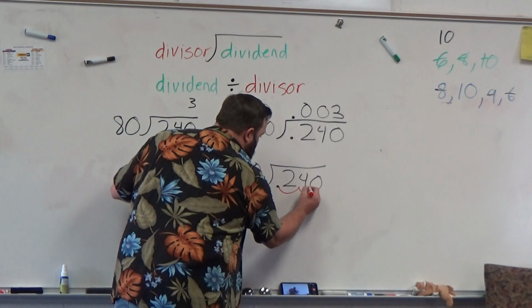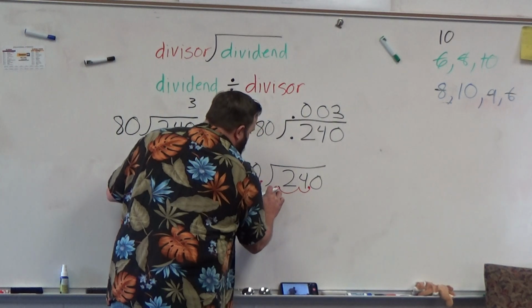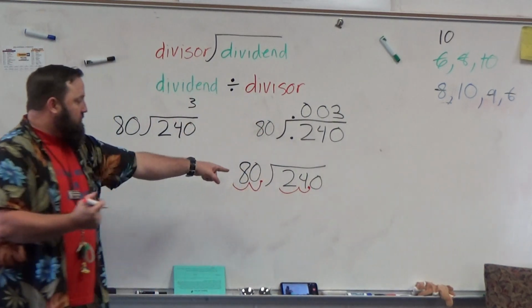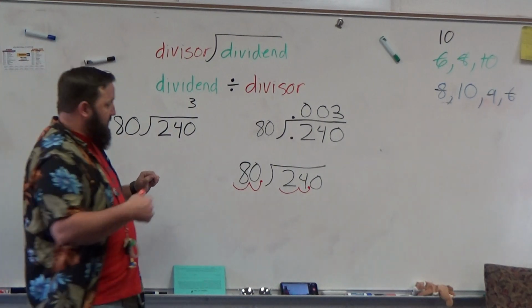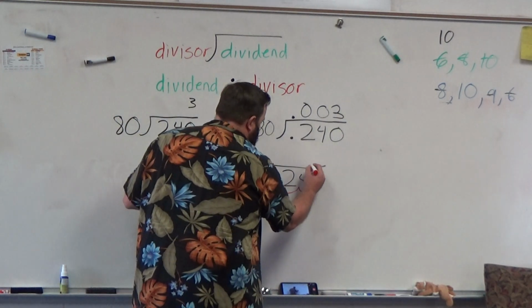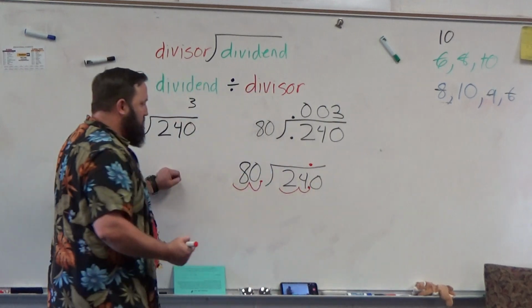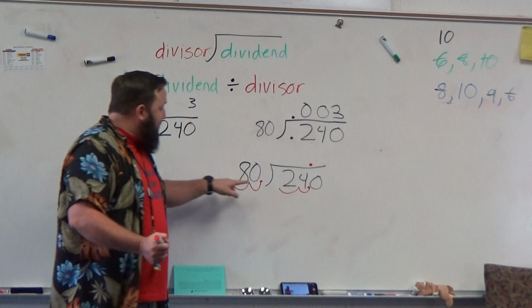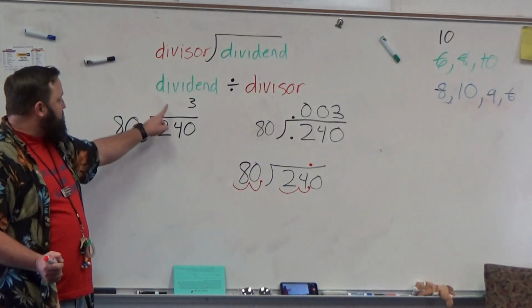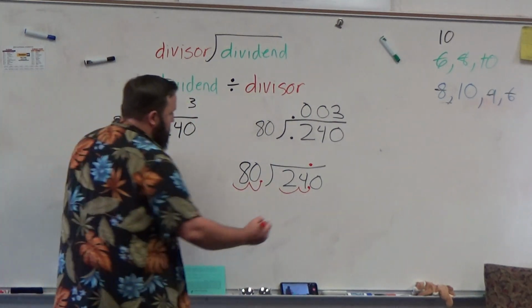1, 2. Okay? Now, I have a decimal in my dividend, right? So it is what it is, even though that zero's there, but let's go ahead and bring it up. So, will 80 go into 24? Nope. Will 80 go into 240? We already know the answer to that. 80 goes into 240 3 times.